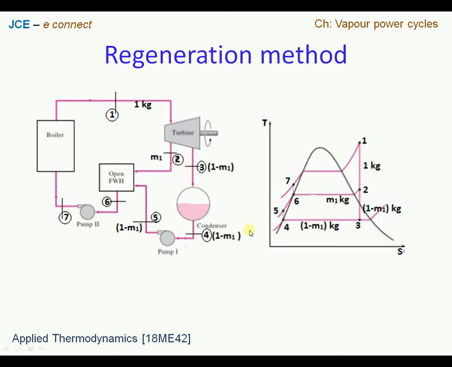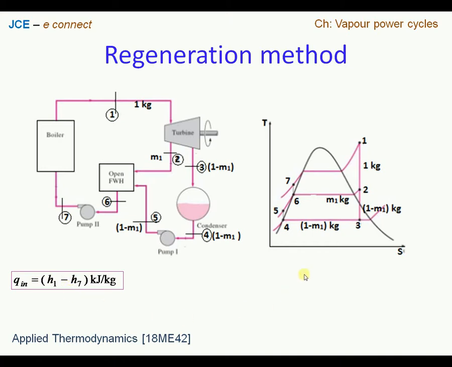Now let us look at the equations. We know thermal efficiency is given as the net work done divided by the heat supplied. Let us first look at the amount of heat addition. That happens from H1 minus H7, which is straightforward here for 1 kg.